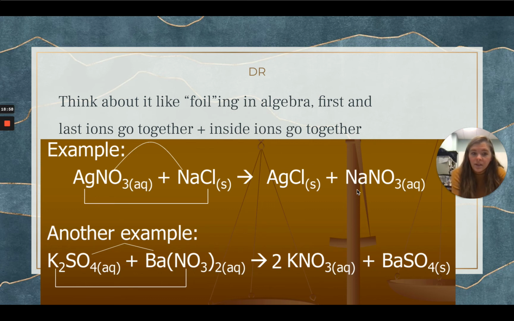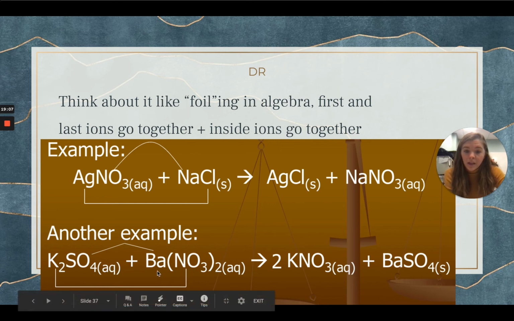When you're doing these as well, make sure you're paying attention to charges. Because as you can see down here, barium had that positive 2 charge, so that 2 went here. But here we don't need it to because barium and sulfate are able to balance each other out since they both have a charge of 2.